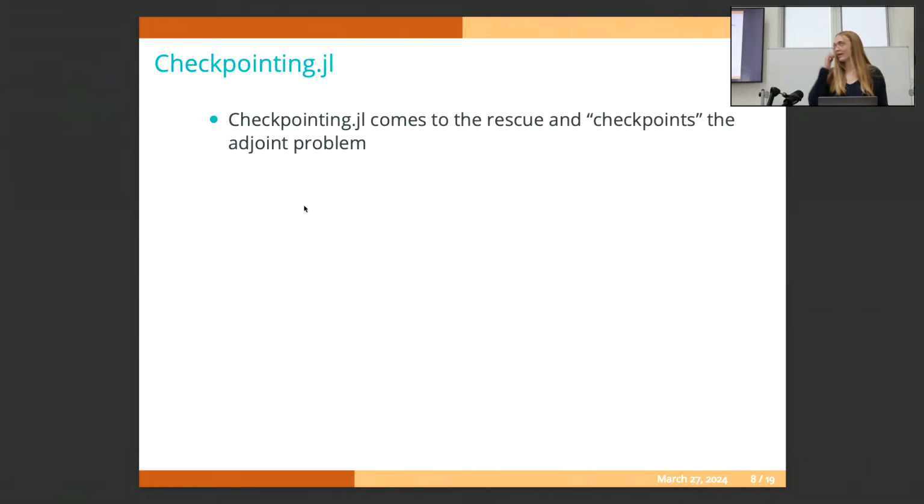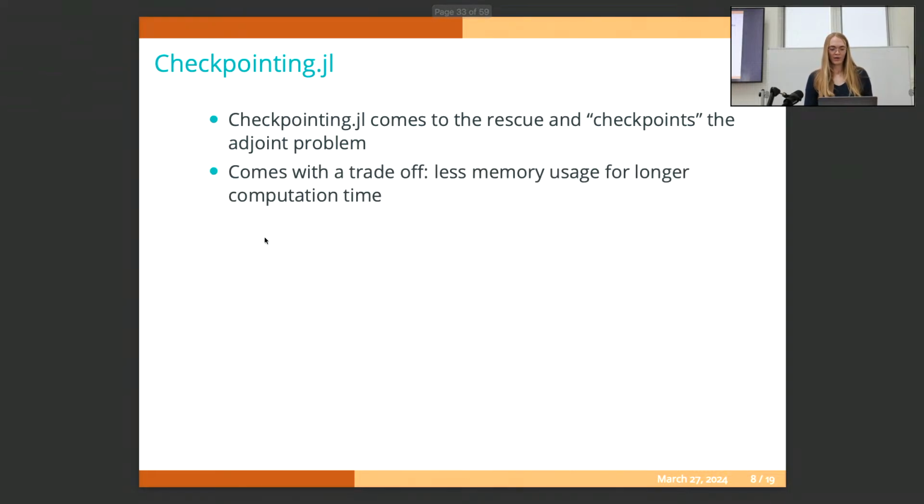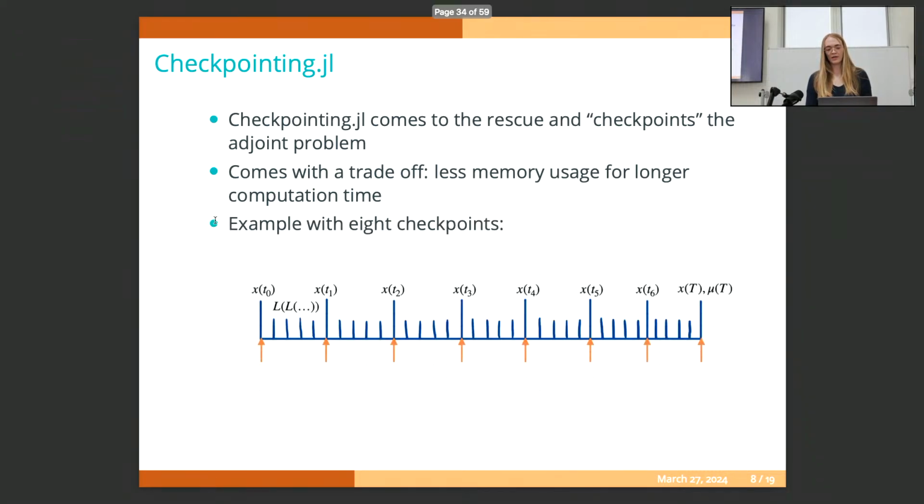And this is Checkpointing.jl. I make heavy use of checkpointing in order to run my adjoint methods. This is being developed by Michelle back there along with someone else at Argonne named Krishna. It checkpoints the adjoint method for me, but it does come at a trade-off. We'll use less memory, but we will have much longer computation time.